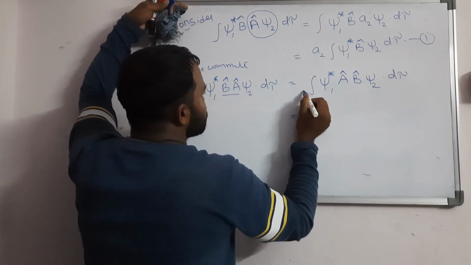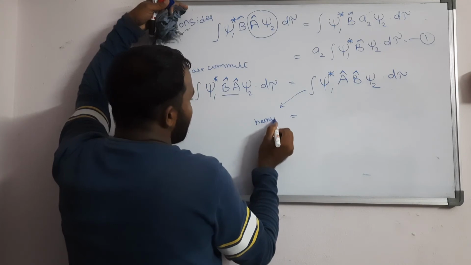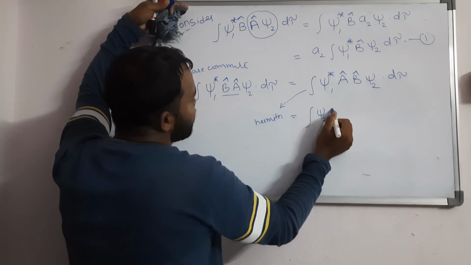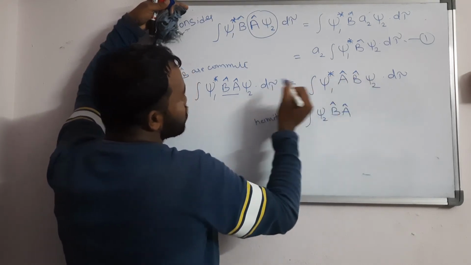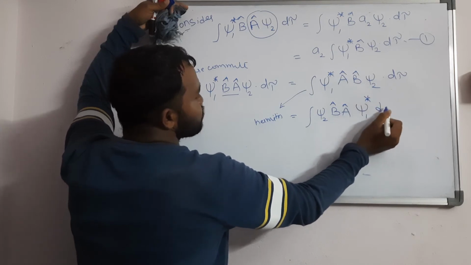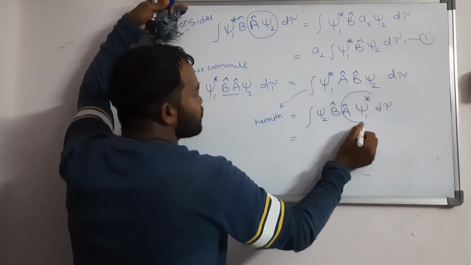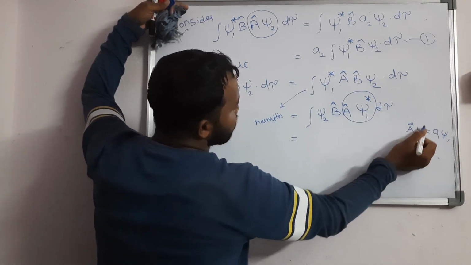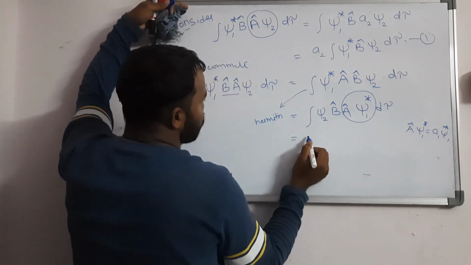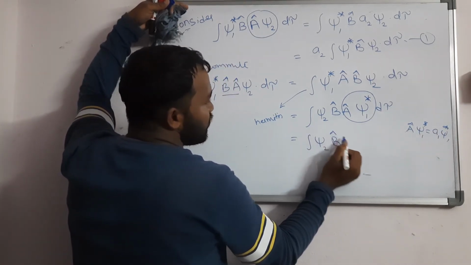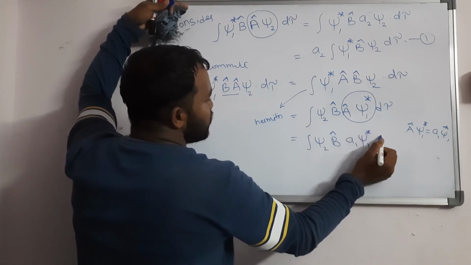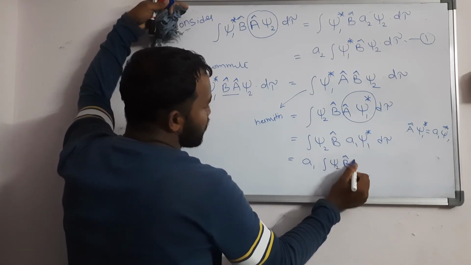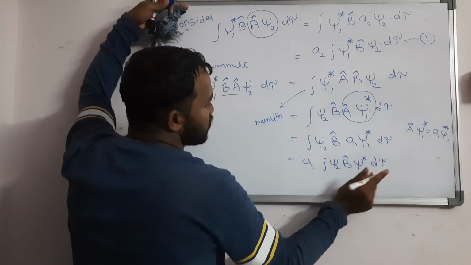Now A cap and B cap are Hermitian, and Hermitian means you should write in reverse: first psi 2, then B cap, then A cap, then psi 1 star, d tau. What is the value of A cap psi 1? We already discussed that A cap psi 1 is A1 psi 1, so A cap psi 1 star is A1 psi 1 star. What are you left with? psi 2, B cap, A1 psi 1 star d tau. A1 is a constant, so write it outside: A1 times the integral of psi 2 B cap psi 1 star d tau. This is equation number 2.